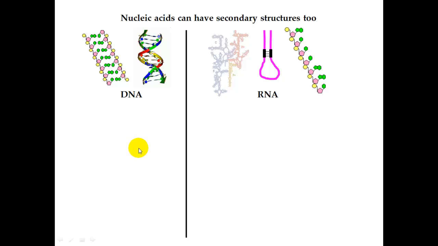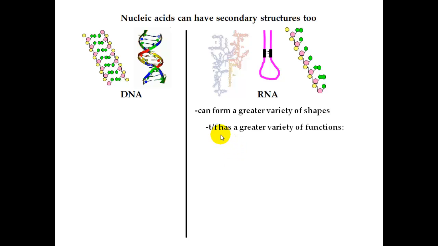So if you compare and contrast DNA to RNA, again, one of the things that makes RNA different is the fact that it tends to be single-stranded, so it has more flexibility in terms of the variety of shapes that it can form. The consequence of that is that because it can form a greater variety of shapes, it has a greater variety of functions, at least compared to DNA. And so here are the functions that RNA has.